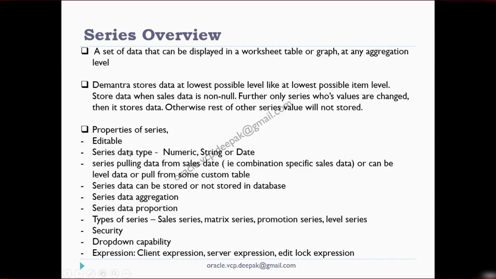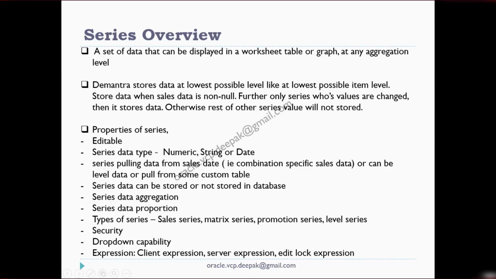So these are some properties. Some series can be editable, some may not. The series data type might be number, string, or date. We can have any kind of data type that we can show in the series. And series pull the data from the sales table, in combination with the specific sales date, or it can be pulled from the level table or a custom table. It's like the way you configure your series; accordingly it will pull the data.